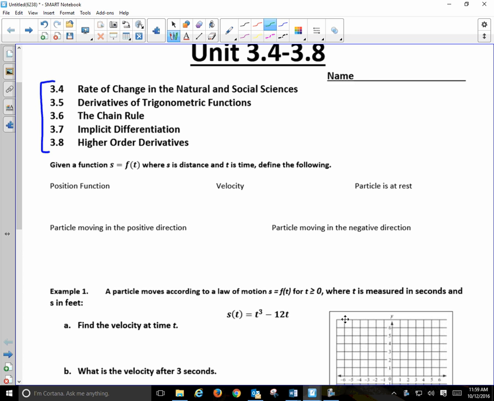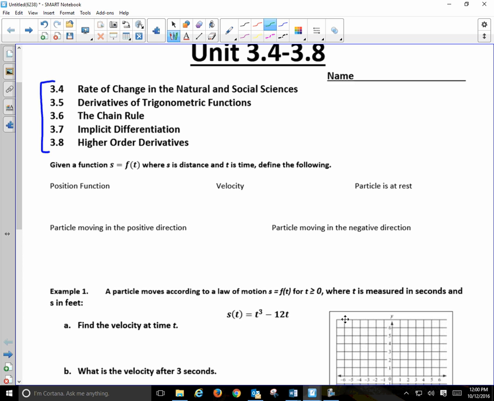If I'm moving to the right, I'm moving in the positive direction. If I'm moving left, I'm moving in the negative direction. So velocity is going to be your speed. And velocity can be positive if you're moving in the positive direction. It can be negative if you're moving in the negative direction. Okay? So here's what we describe.